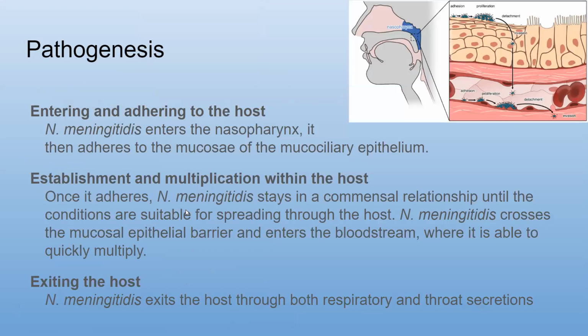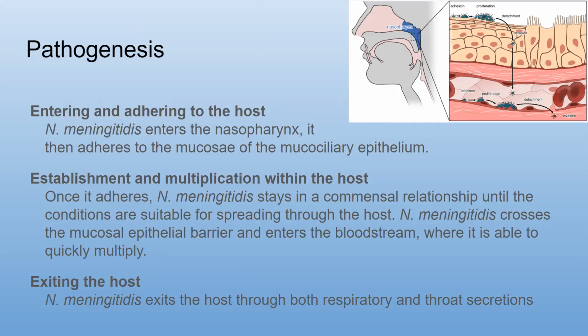Pathogenesis is the biological mechanism that leads to a disease state. Neisseria meningitidis enters the nasopharynx, which is located in the upper respiratory system. It then adheres to the mucosa of the mucociliary epithelium, which is the layer of skin in the nasopharynx. Once it adheres, Neisseria meningitidis stays in a commensal relationship until the conditions are suitable for spreading through the host. A commensal relationship means that Neisseria meningitidis derives food from the host, but the host is neither benefited nor damaged.